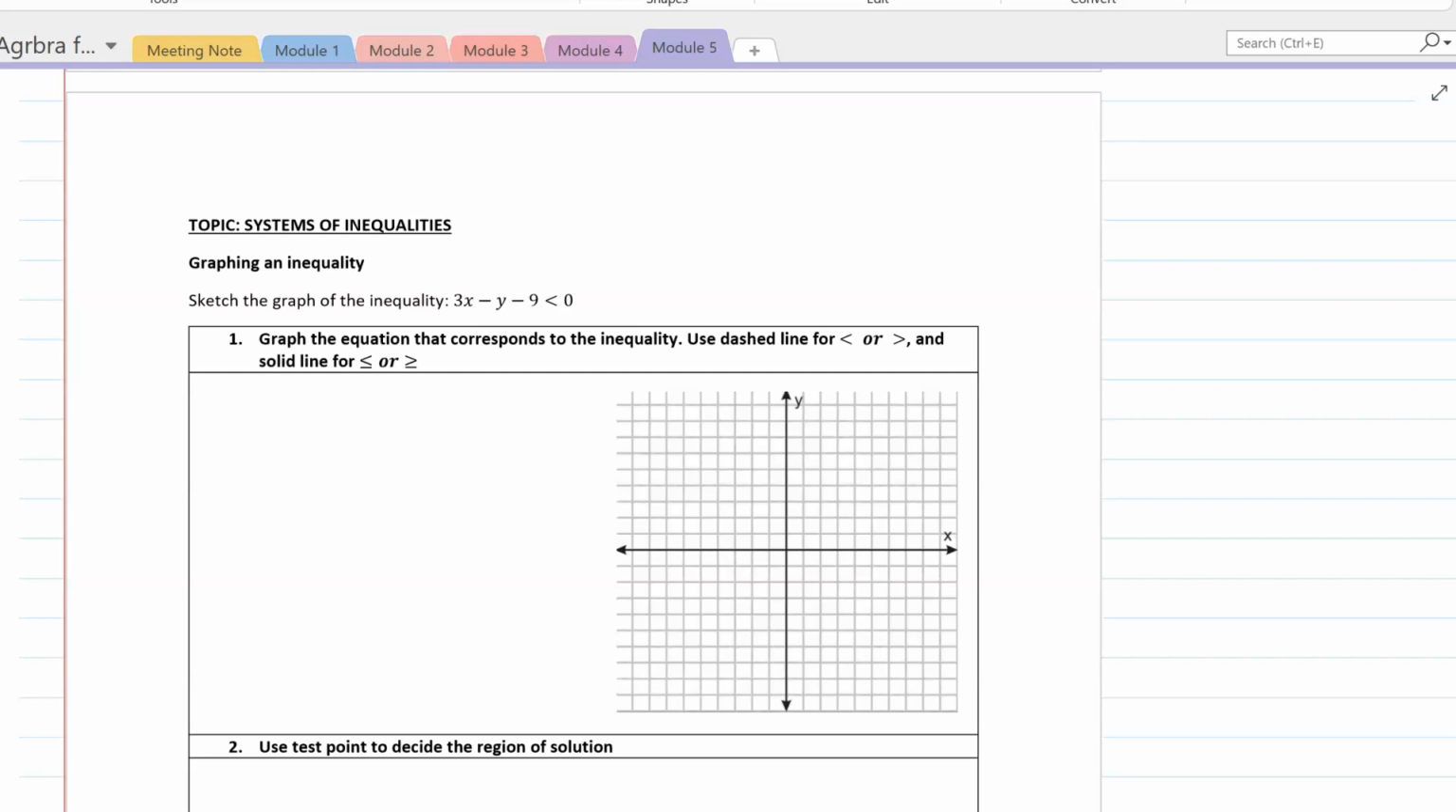So 3x minus y minus 9 less than 0. I go ahead and sketch the graph of 3x minus y minus 9 equal to 0. So then solve for y equal 3x minus 9. This is telling me that this line I'm looking at has the slope of 3 and the y-intercept of negative 9.